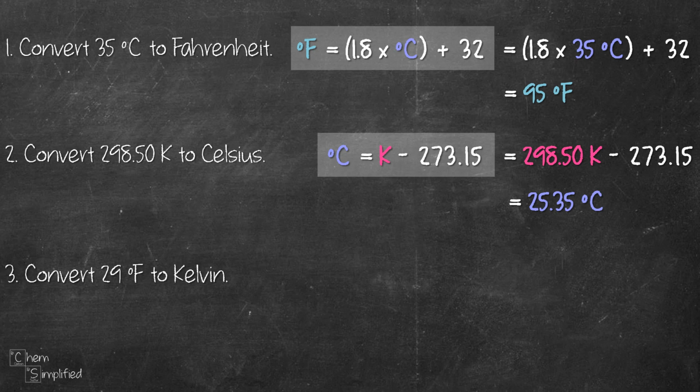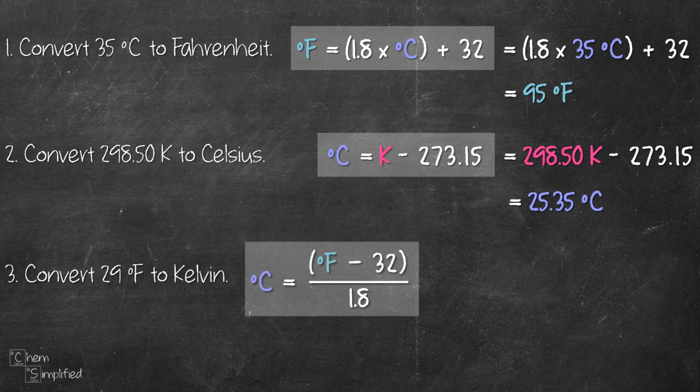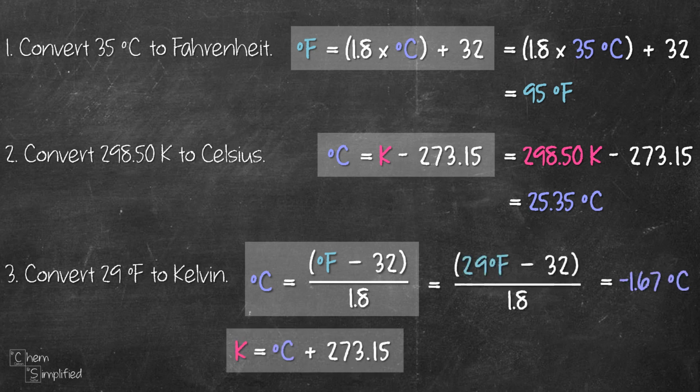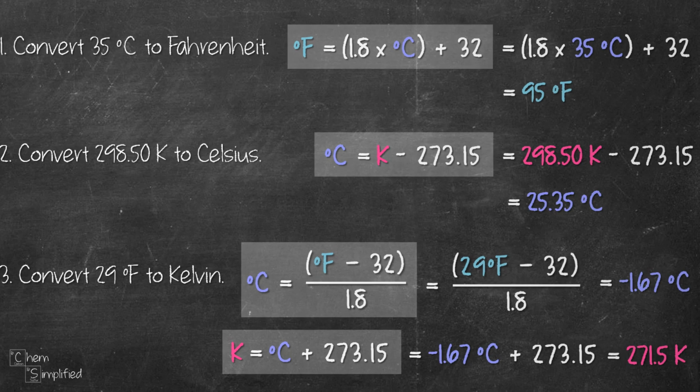The third and the final question is asking us to convert from 29 degrees Fahrenheit to Kelvin. We don't have a direct formula that will do this conversion. However, we can get the job done by first converting Fahrenheit to Celsius, and then from Celsius we convert it to Kelvin. So we plug in 29 degrees Fahrenheit in the first formula, and we get negative 1.67 degrees Celsius. Using that negative 1.67 degrees Celsius, we plug in the second formula, and that will give us 271.5 Kelvin as the answer. How did you do? Did you get them all right? If not, what went wrong?